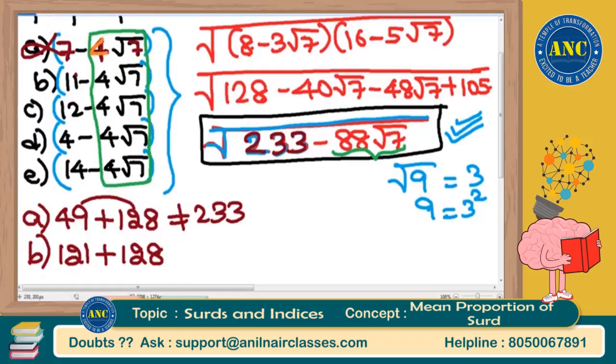This is 4 square 16. Root 7 whole square is 7. 16 into 7 is 112, right? It is not 128, it is 112. Anyway, the first option is not satisfying. 121 plus 112 is equal to 233. Nowhere will you get 233 for any other answer option. The smarter way will give you option B.